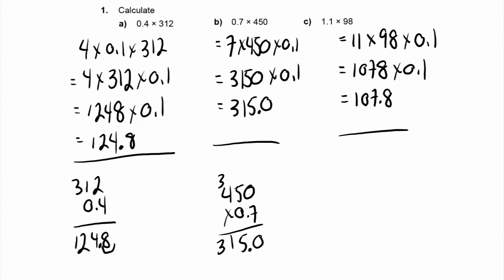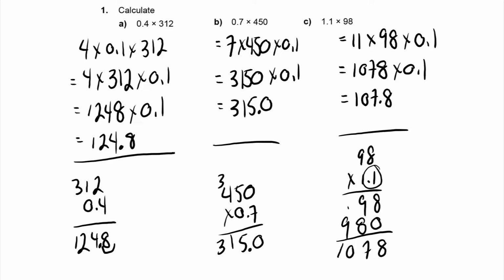Using the other method, 1.1 times 98. 1 times 8 is 8, 1 times 9 is 9. 8, 17, 1 to carry. 1,078. We see we've got one decimal place, so we put the decimal into its position.